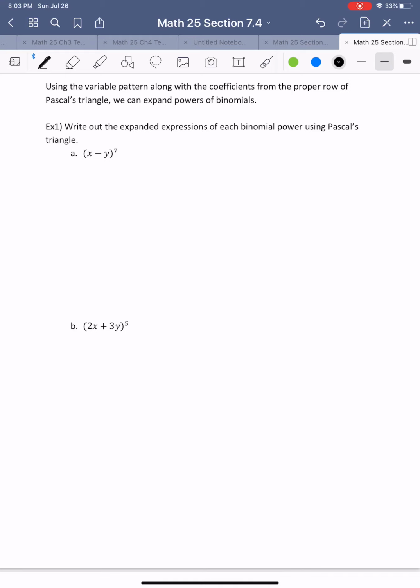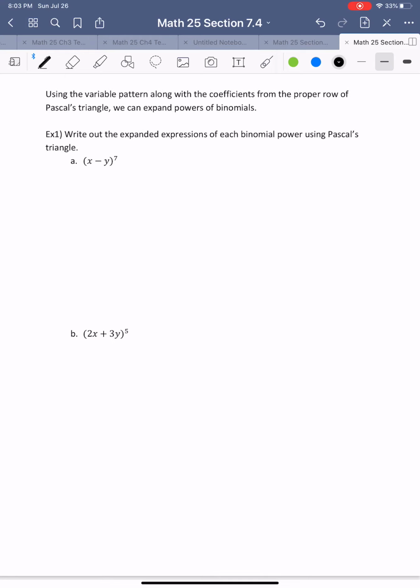So using the variable pattern along with the coefficient from the proper row of the Pascal triangle will expand the power of the binomial. So write the expanded expression of each binomial power using the Pascal triangle. So when you have a negative sign in the middle, do you see the negative sign? And then the signs are always alternating. So the first term is positive, the second is negative, so always the second term is negative. So we have the 7th, okay?